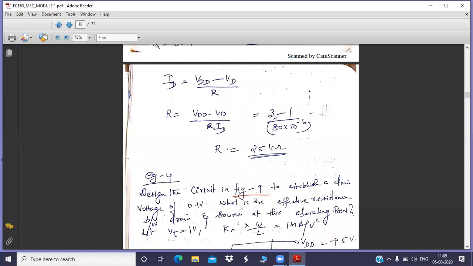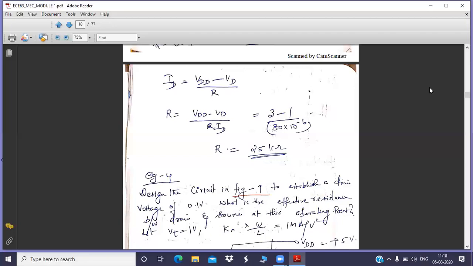VDD is given in the question, the 3 volt, minus VD. I mean, VD we have solved. How did you solve it? Because VG. VG you got, isn't it? You got VGS 1 volt, that is going to be same as VD because gate and drain are shorted. So VD is again 1. So 3 minus 1 divided by ID, which is given in the question as 80 microampere. So simply by putting in the calculator, you will get the answer in ohm. So just you have to convert that ohm into kilo ohm. How are we going to convert ohm into kilo ohm? Just divide by 1000. Okay. So you will get the answer 25 kilo ohm.